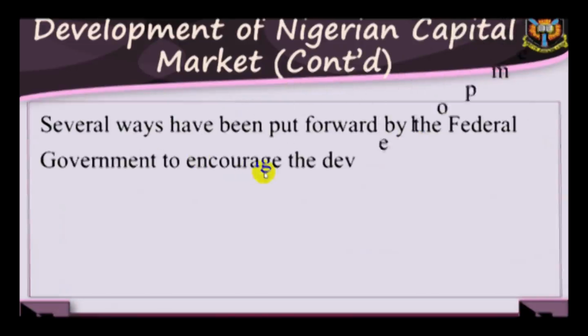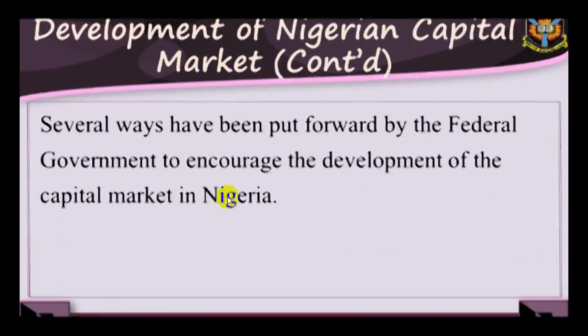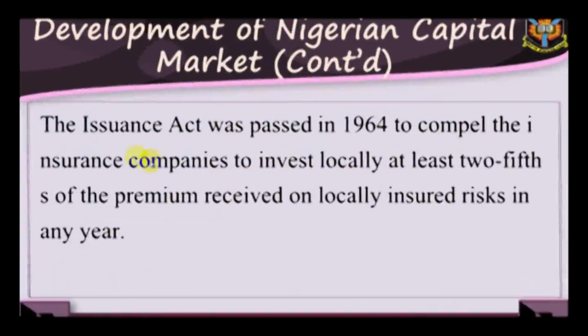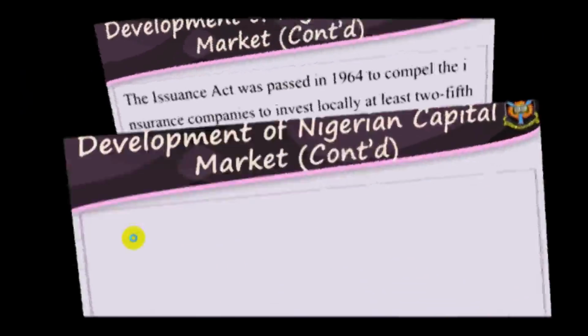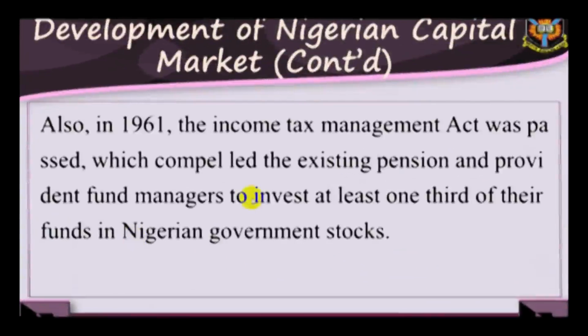Several ways have been put forward by the federal government to encourage the development of the capital market in Nigeria. The Insurance Act was passed in 1964 to compel the insurance companies to invest locally at least 2/5 of their premium received on locally insured risk in any year. Also in 1961, the Income Tax Management Act was passed, which compelled the existing pension and provident fund managers to invest at least 1/3 of their funds in Nigerian government stocks.